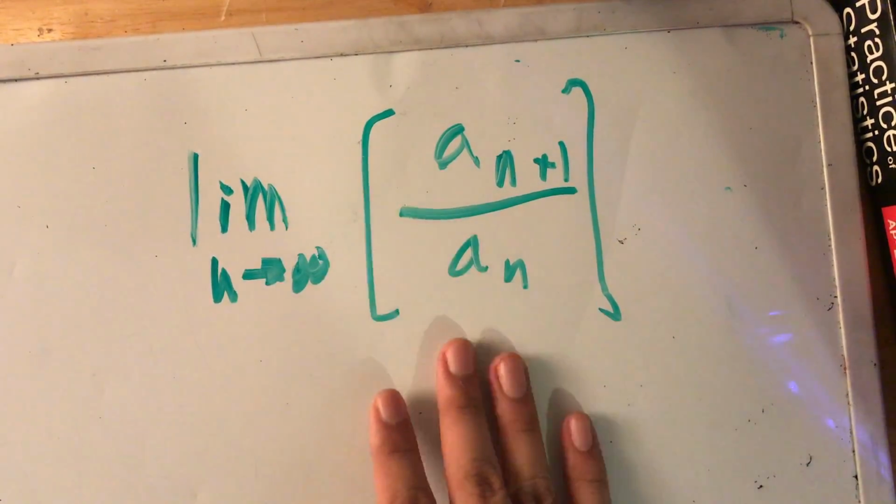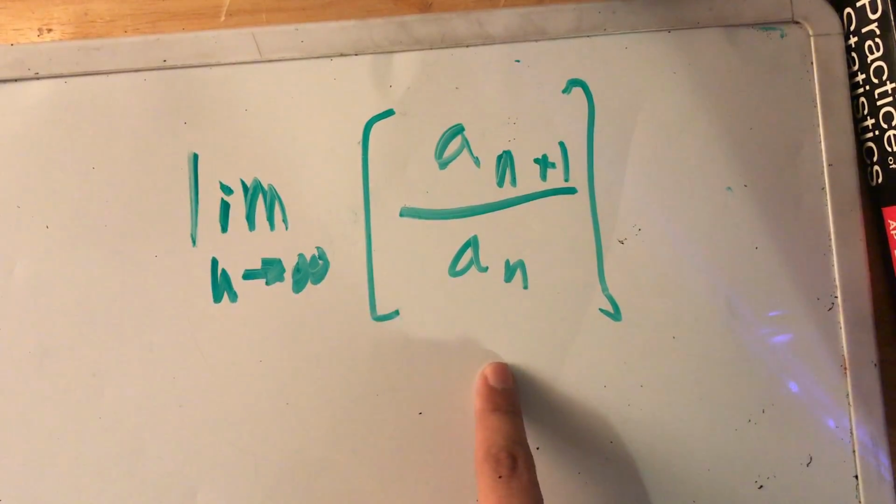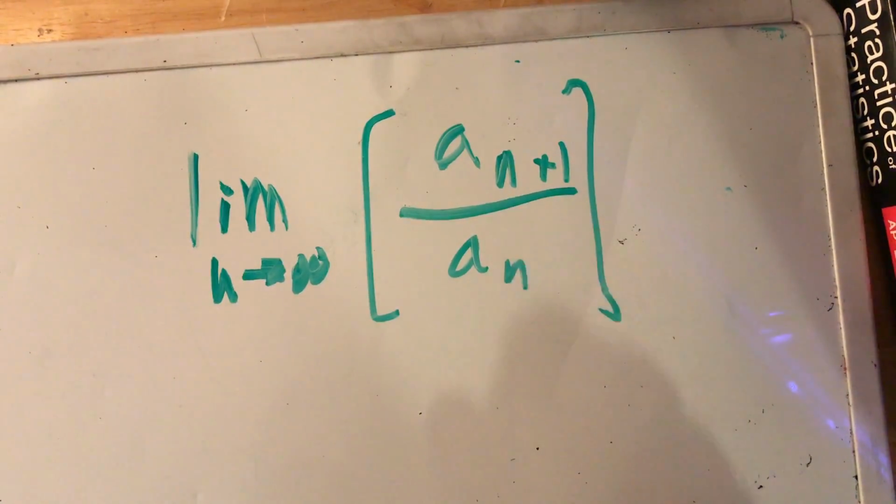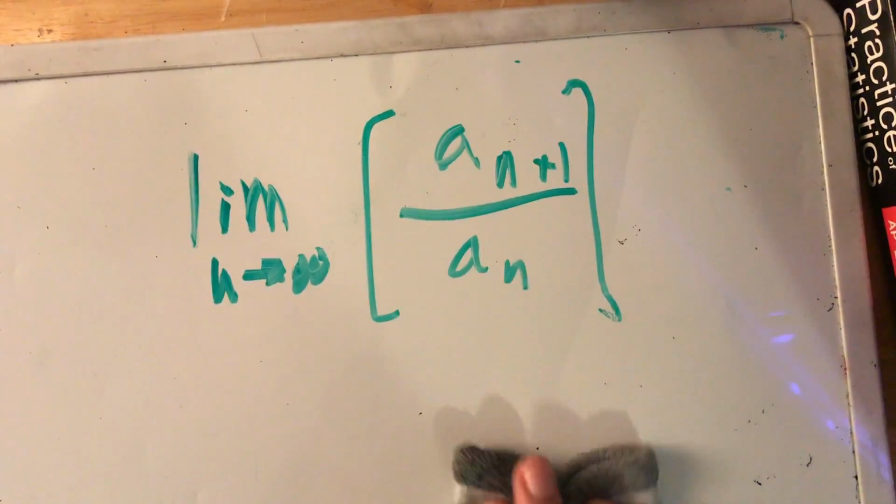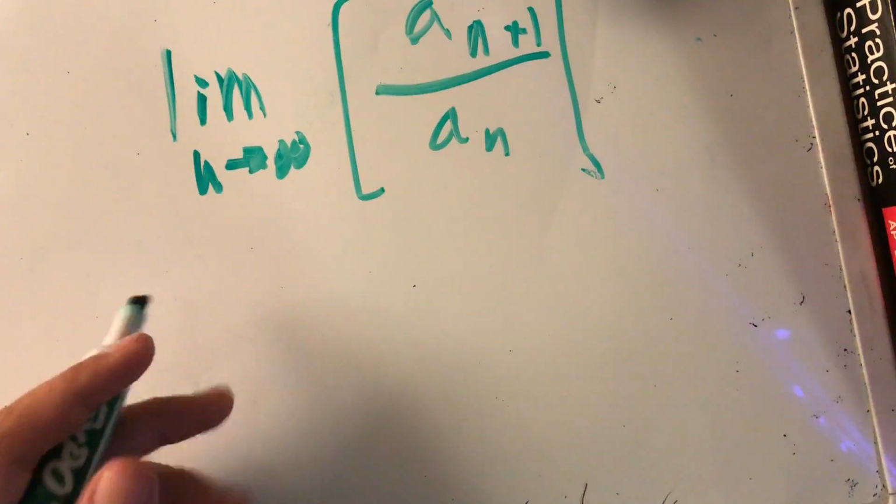All right. The difference between absolutely and conditionally convergent is complicated, and we might go over that later. If anyone needs help, just let me know. All right, so a of n and a of n plus 1.